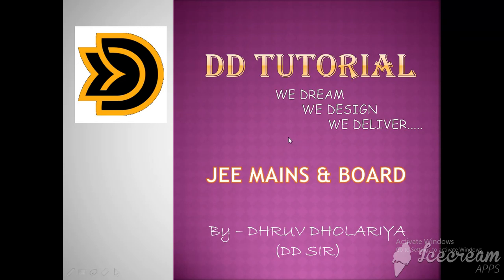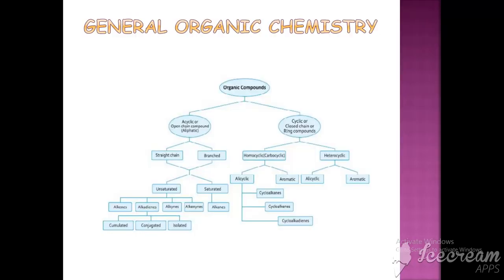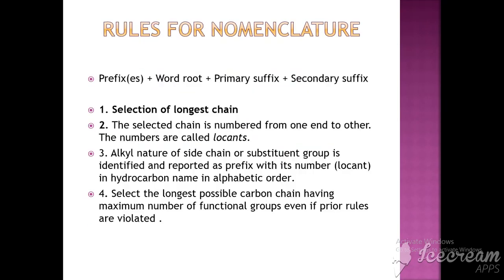Myself your DD sir, and we are going to again start our lecture from where we finished in the last lecture. So let us come to the rules for writing nomenclature. Before writing the rules, we have to study this. It's one of the formulas which is basically used before writing the name. First we need to write the prefix, then the word root, then the primary suffix and the secondary suffix. The primary suffix and the secondary suffix I taught you in the previous lecture.